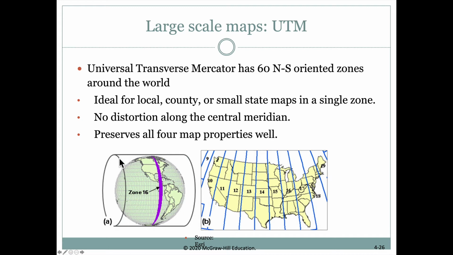If we take this cylinder and rotate it around the axis of the Earth, every 6 degrees we would get another UTM zone. So we get 60 of these zones running around the world, and these are really good map projections because they're good at minimizing distortion, especially if things run in a north-south direction. Zone 16 is shown on a map here, and the central meridian would run right down the middle of zone 16, and because this is a tangent case, that would be the only line along which there is no distortion.